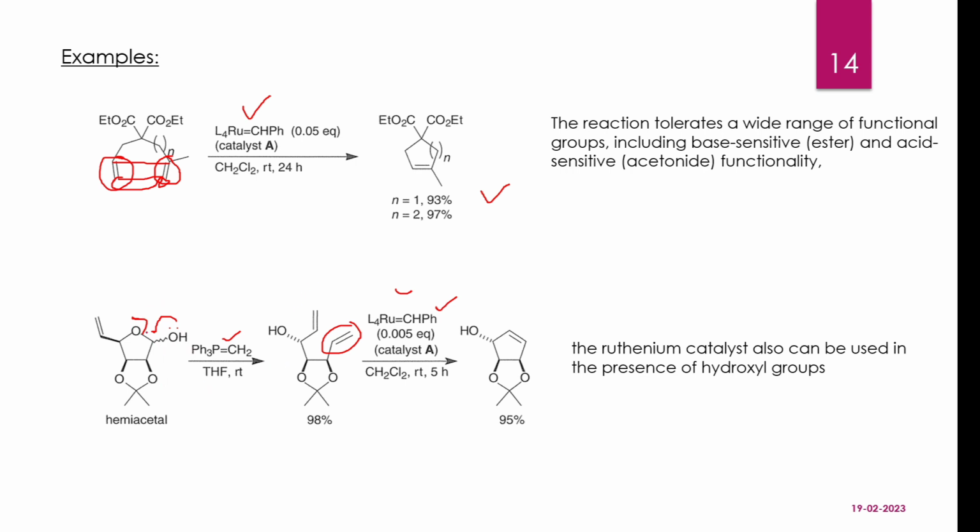What is happening? This will go here and this will open. So it will give us this type of moiety. Aldehyde will be there, and this is a Wittig. Through Wittig reaction, we will get this. And when we are adding this Grubbs catalyst, these two alkenes will join.